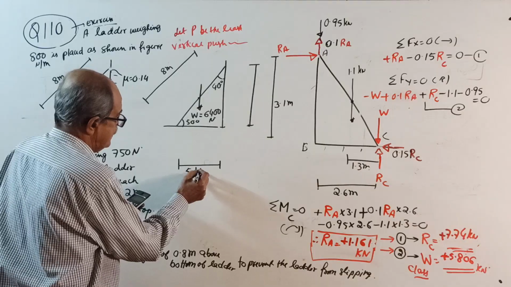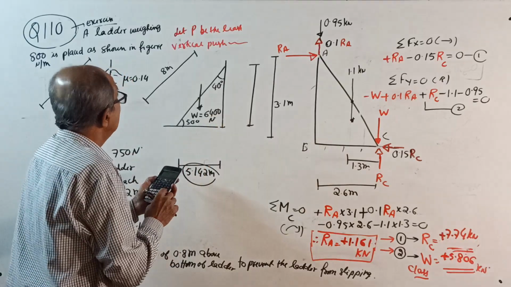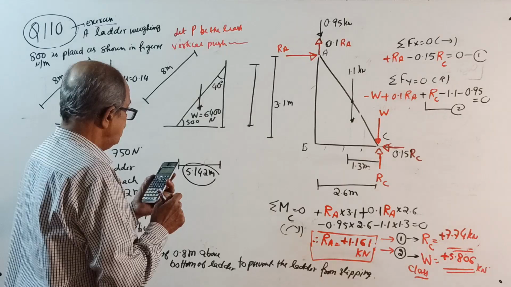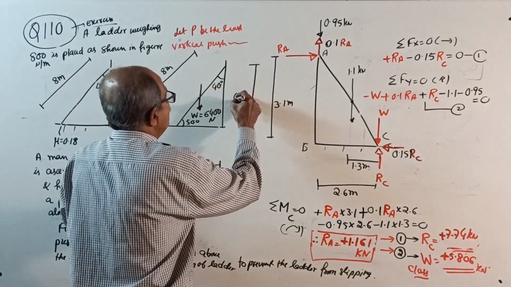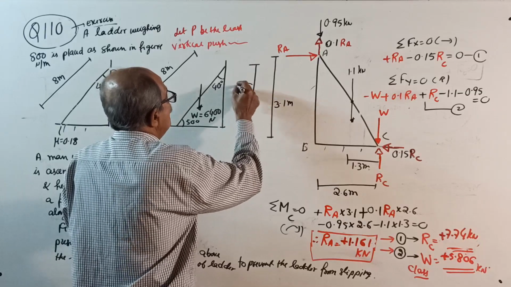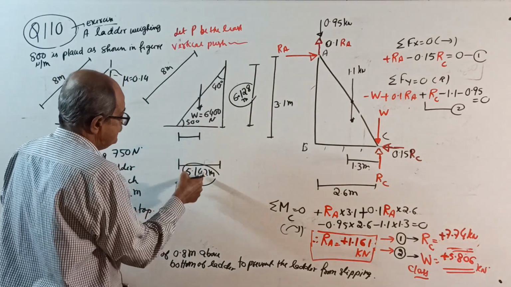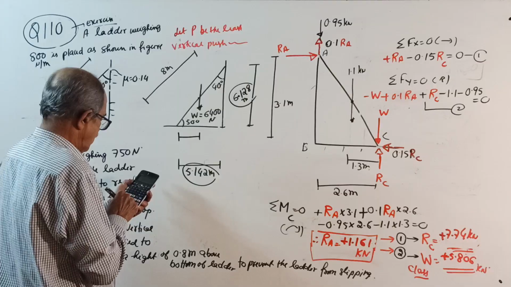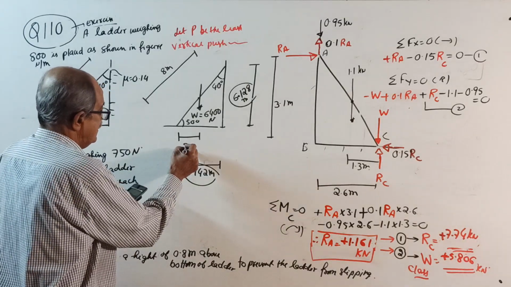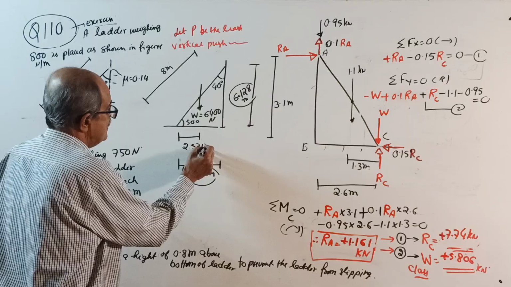5.142 meter. You have to calculate it. Rounded, height is 8 into cos 40, which is 6.128 meter. This is the calculated value. Then if that is that much, this distance will be exactly half. 5.142 divided by 2 is 2.571 meter.